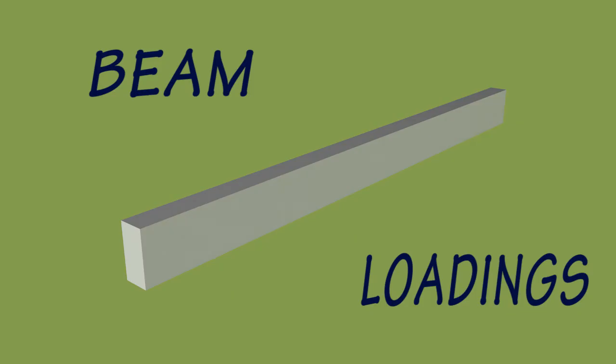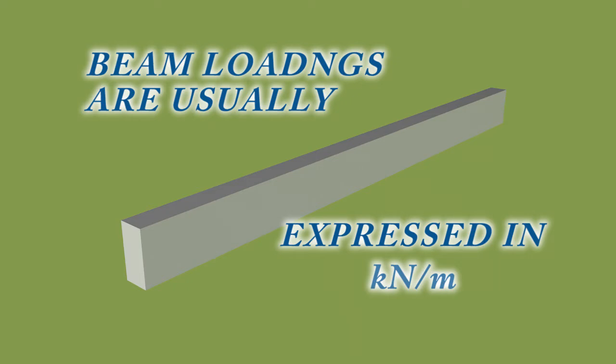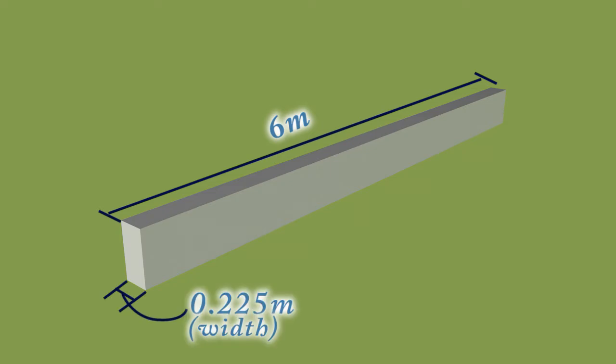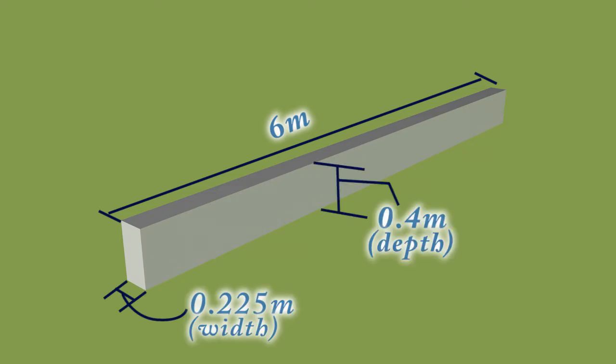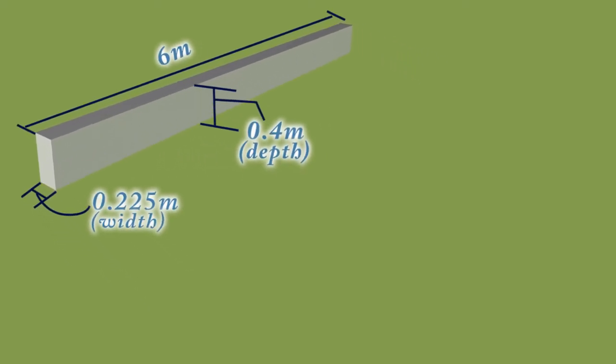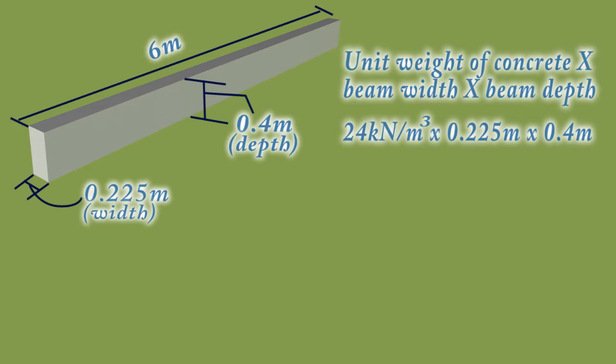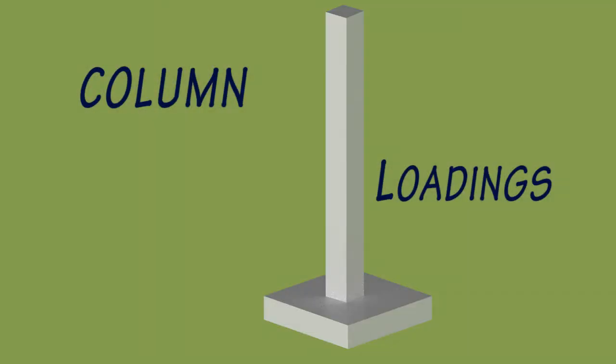Beam loadings. Beam loadings are usually expressed in kilonewtons per meter. For instance, a beam of length 6 meters, width 0.225 meters, and depth 0.4 meters can be expressed as follows. Multiplying the unit weight of concrete by beam width and depth, that is, 24 times 0.225 times 0.4, gives 2.16 kilonewtons per meter.